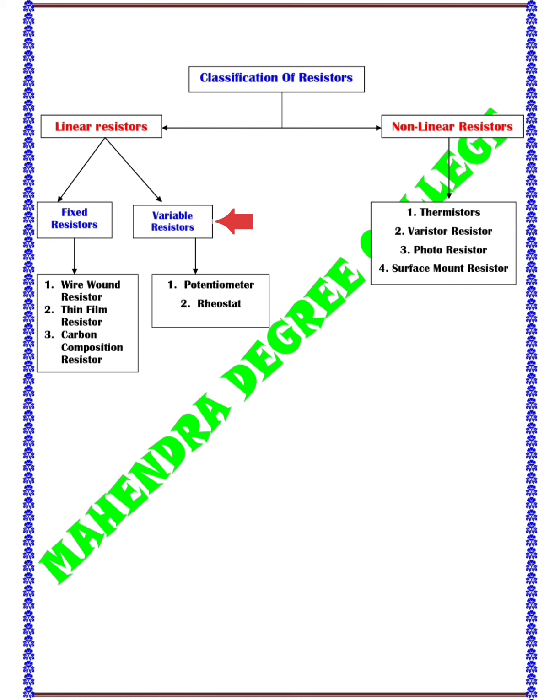Variable resistors are electronic components that allow for the adjustment of resistance in a circuit. They are used to control the flow of current in a circuit by changing the amount of resistance offered to the current. The common types of variable resistors are the potentiometer and rheostat.